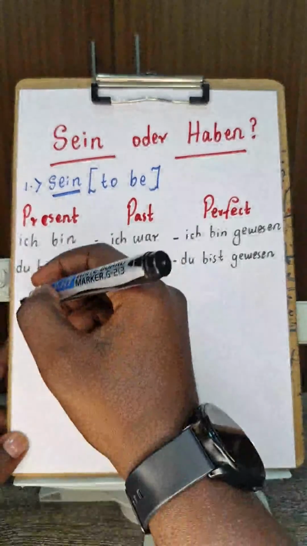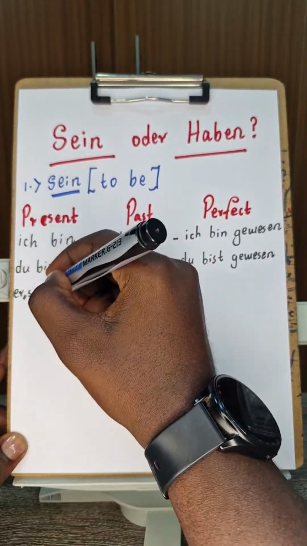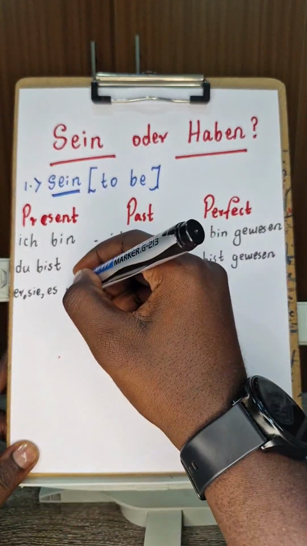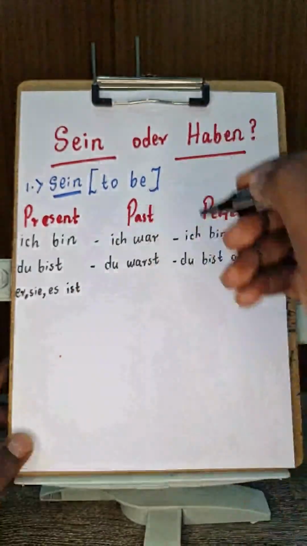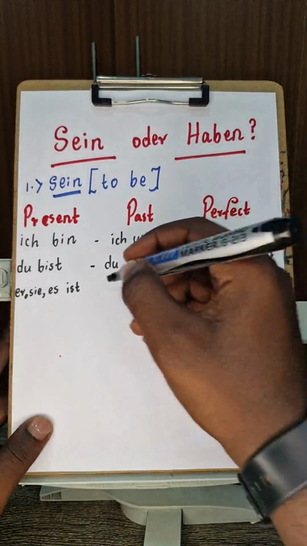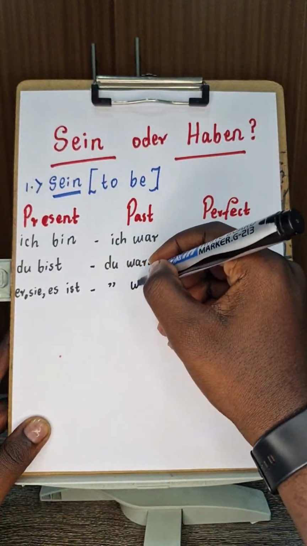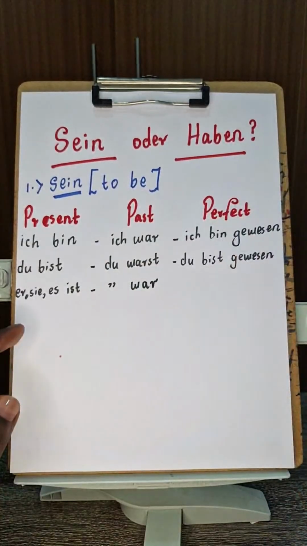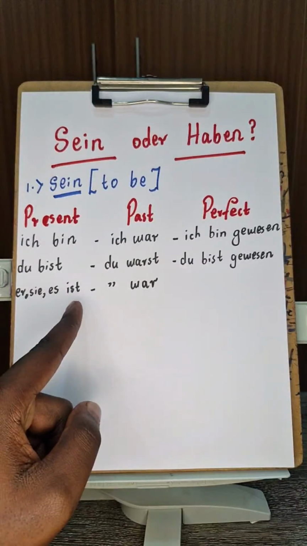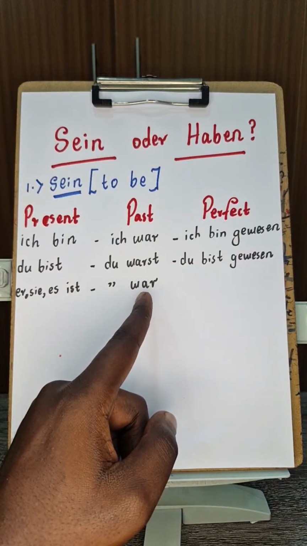Now, how about in the er, sie, es form? In the present, it becomes ist. In the past, we say er, sie, es war. So in the present, er, sie, es ist, he, she, it is. In the past, er, sie, es war, he, she, it was.